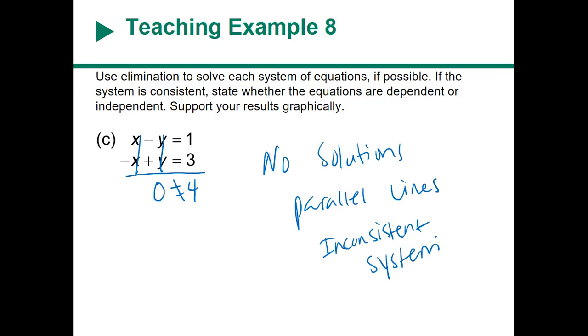So when it's 0 equals 0, that's a true statement. That means we have infinitely many solutions. When it's 0 equal to any other number, stop. Parallel lines, no solutions. It will never ever touch. Okay, we can't make this work.